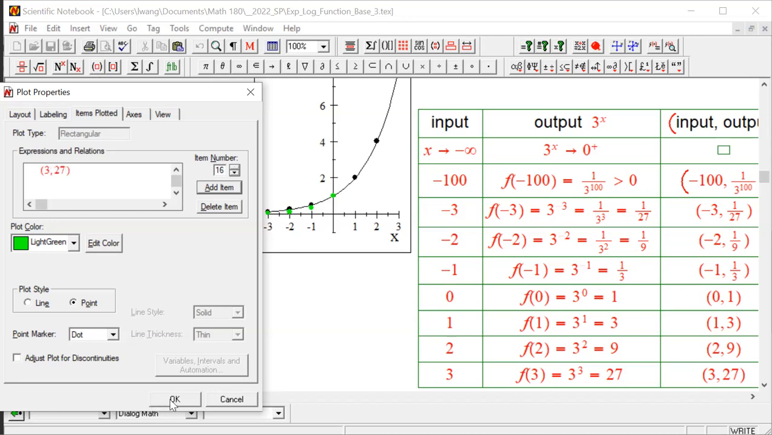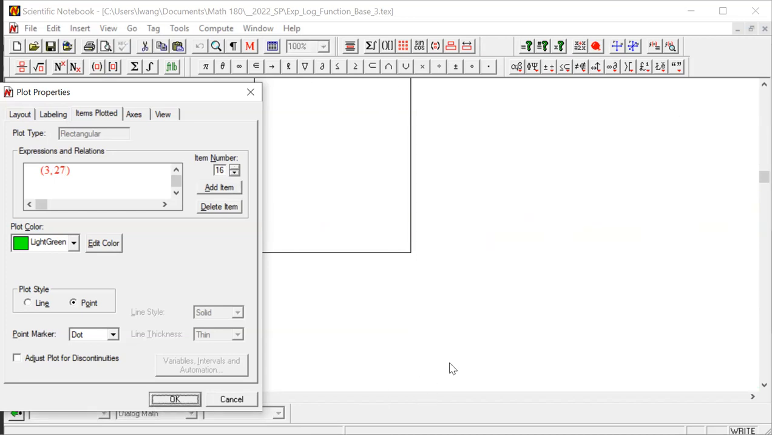-1, 3, 2, 9, 3, 27. Have you done your guesses? Have you plotted your points? Okay, so now let's see, truth to be revealed.